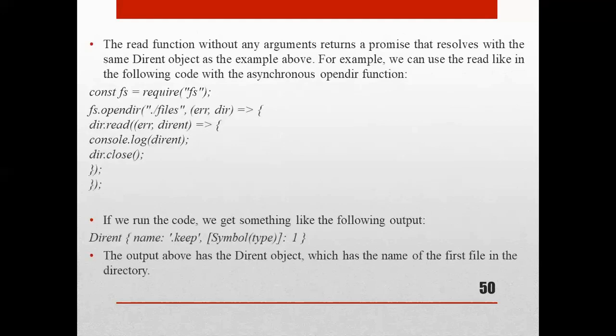Here the read function without any argument returns a promise that resolves with the same dirent object as the example above. We have seen what it returns. We have opened the directory and read the directory, and here you can see err, dirent. That means we are going to print the dirent, the elements from that directory, with console.log. The output is the dirent object, which has the name of the first file in the directory, that is .keep. This is the folder from the directory which we are going to open.